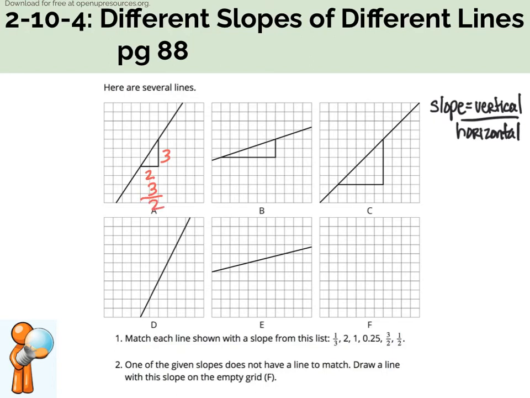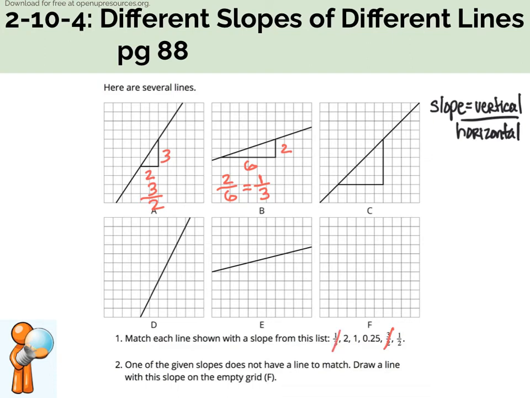Let's look at B. How far is my vertical? Let's count it. 1, 2. How far is my horizontal? Side to side. 1, 2, 3, 4, 5, 6. Again, vertical is 2 over 6. Well, that's not part of my list. But remember, we can always reduce a fraction, and 2 over 6 wants to be skinny. We can make it 1 over 3. Okay, that's part of my list. So we've done 3 over 2, and we've done 1 over 3.